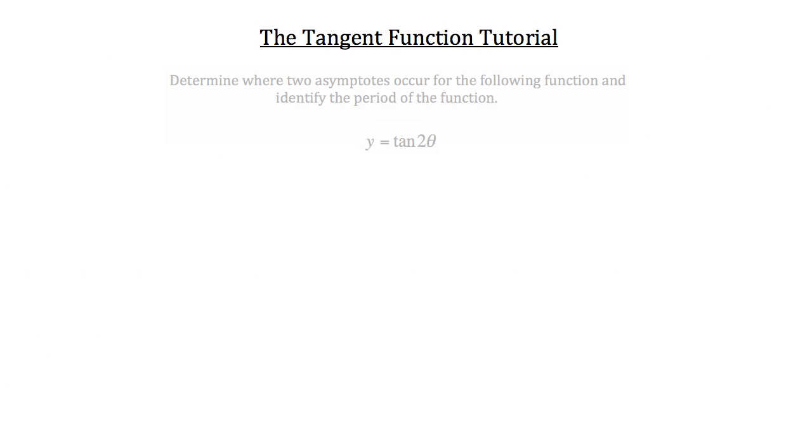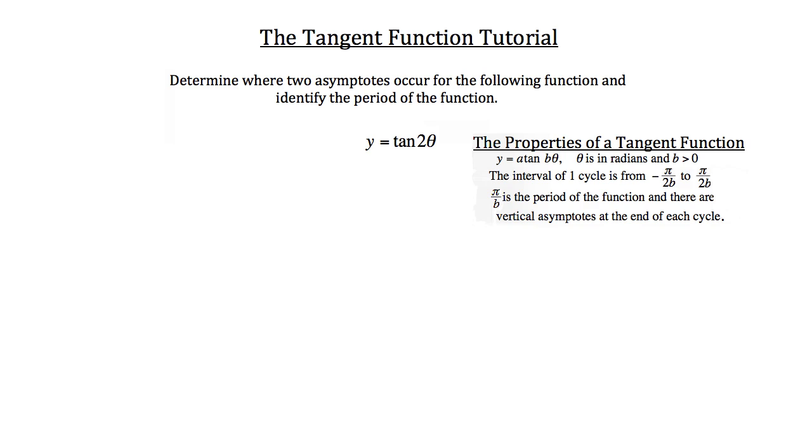In this problem, I'd like you to determine where 2 asymptotes occur for the following function and identify the period of the function. So our function here is y is equal to the tangent of 2 theta. I'll go ahead and bring back in the properties of a tangent function for you to look at. Let's begin by determining the period of our function.